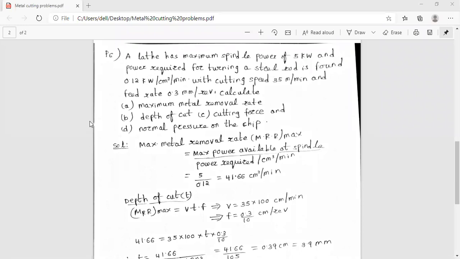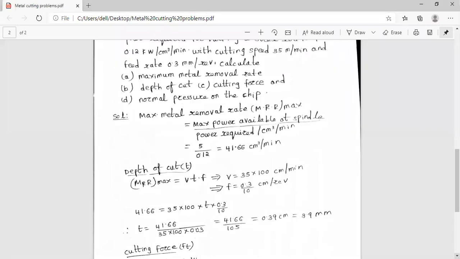Okay. So we have the maximum metal removal rate, and we can find it out. The spindle power is given as 5 kilowatts, and the power required for turning a steel rod is given as 0.12 kilowatt per centimeter cube per minute. So if you just take 5 by 0.12, you'll get 41.66 as the maximum metal removal rate.